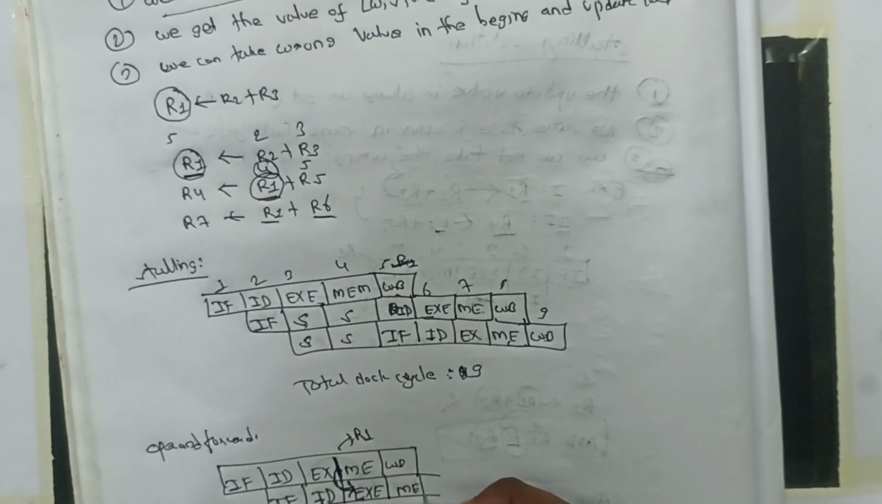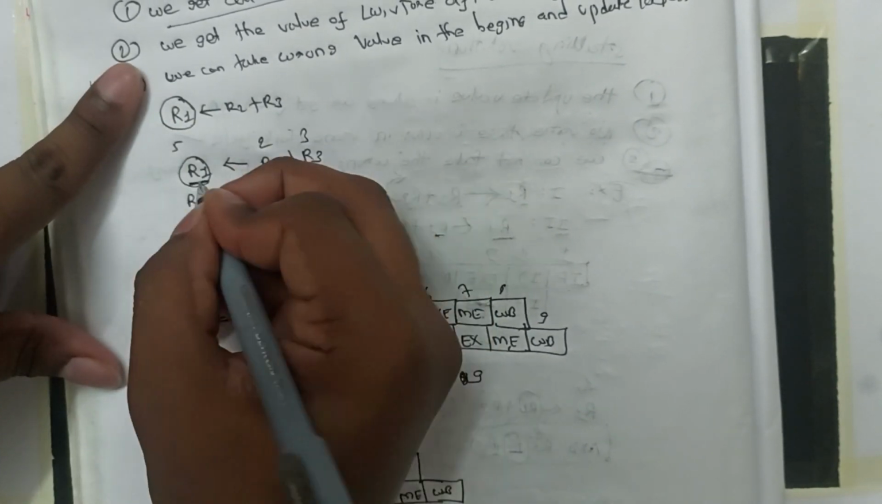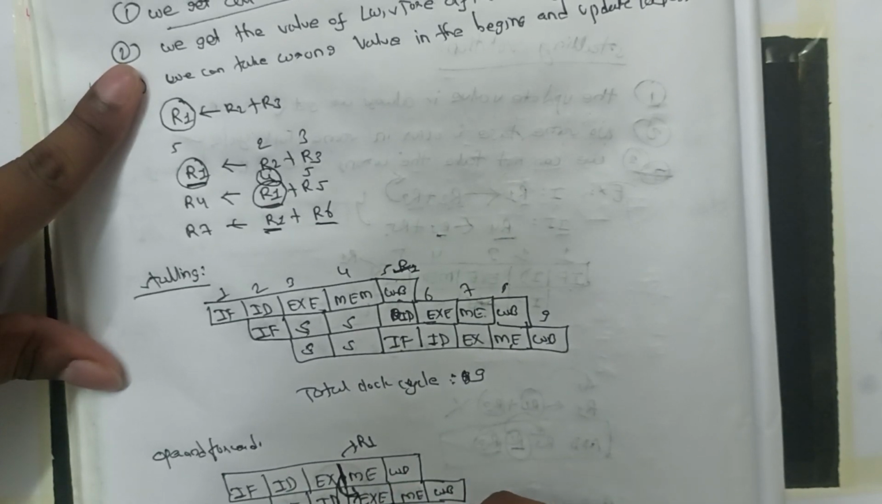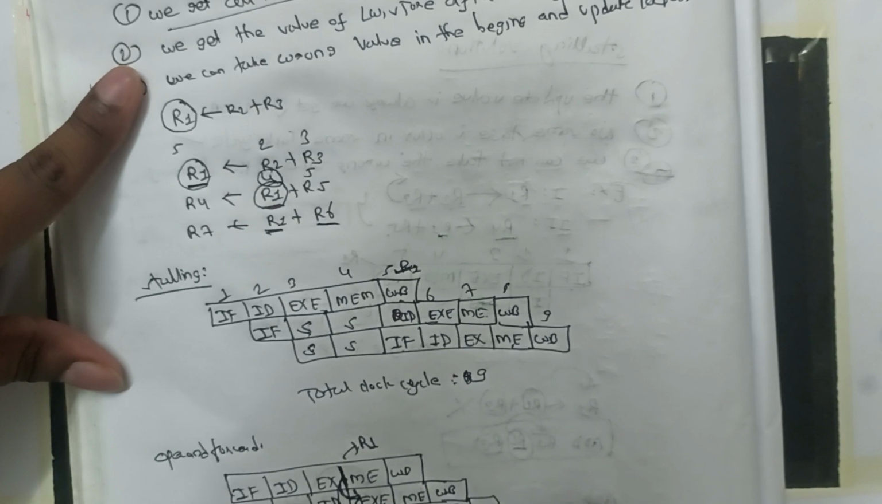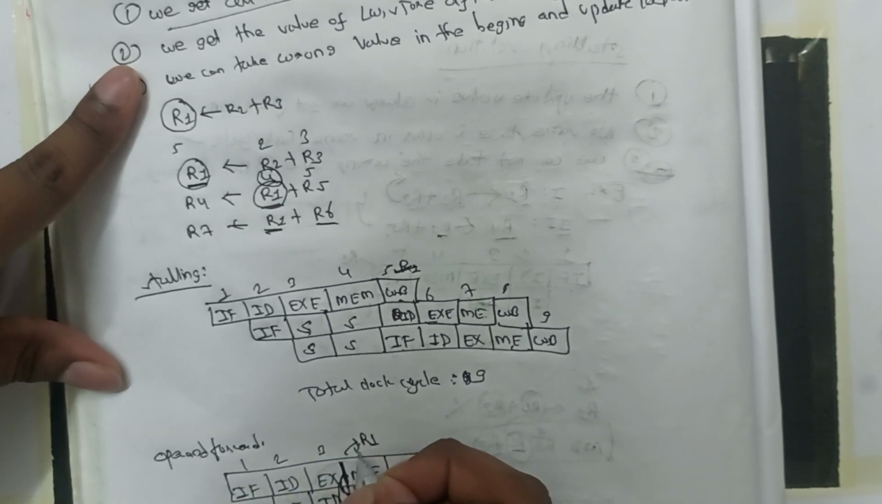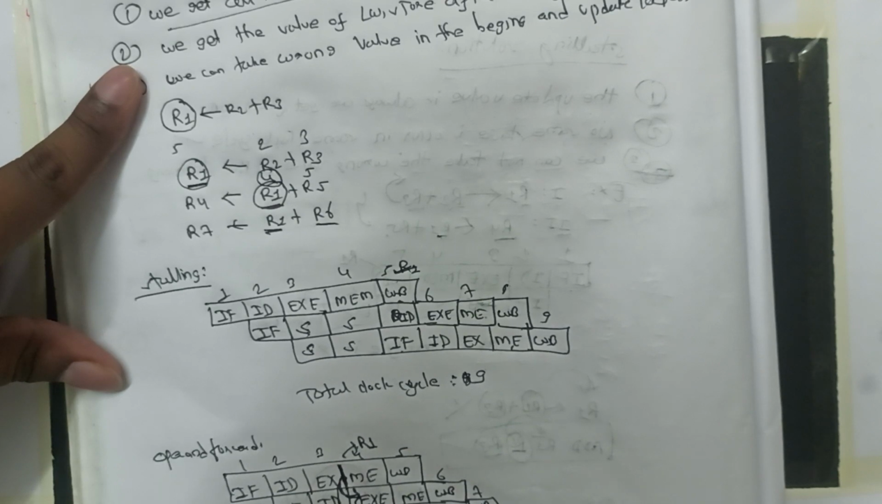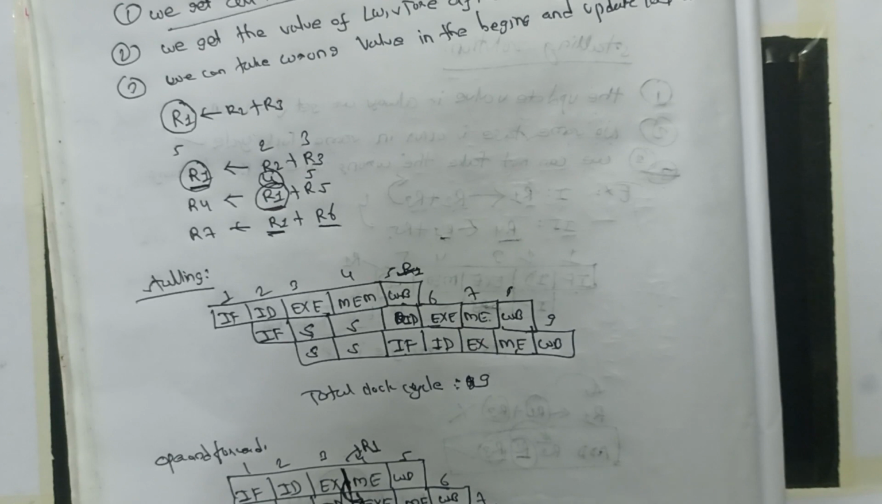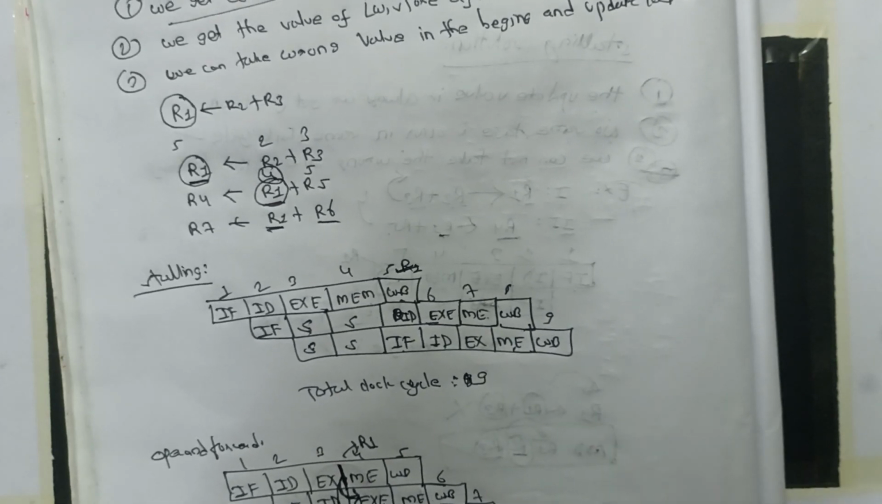Then MEM, then WB. Then simply IF has no dependency. R1 is dependent on this. It means IF, ID, and we can take this value from this, then EX, MEM, WB. 1, 2, 3, 4, 5, 6, 7 clock cycles, that is 7. It means operand forwarding helps to reduce the total number of clock cycles. In the upcoming videos, we are going to solve many more questions using stalling and operand forwarding to clear your concepts.